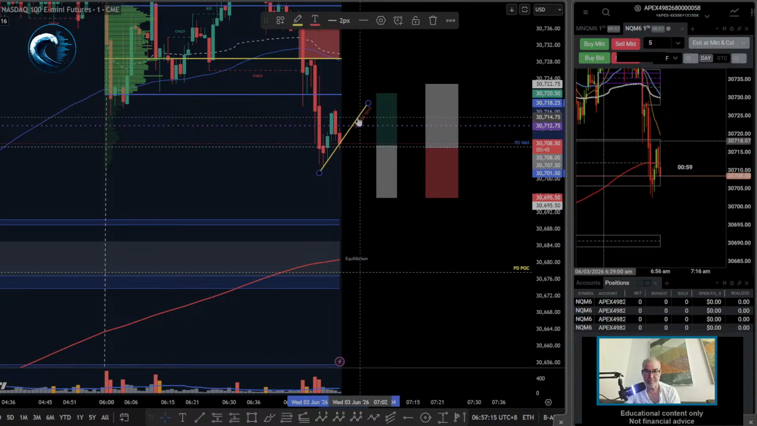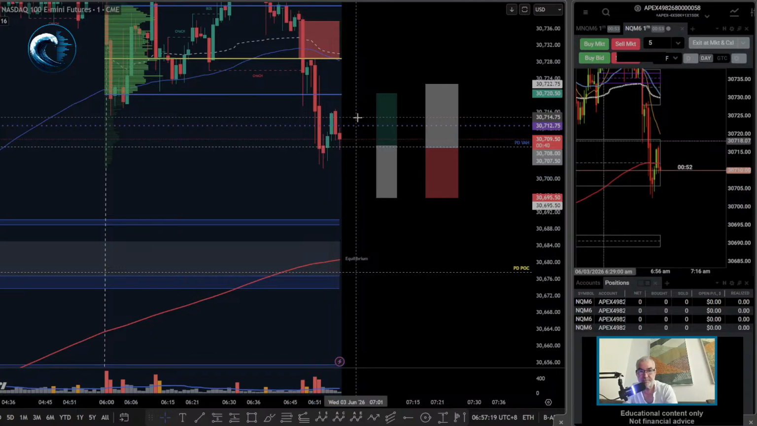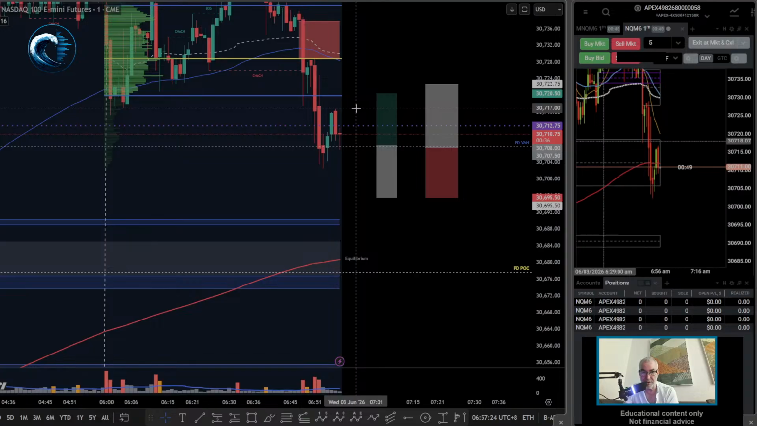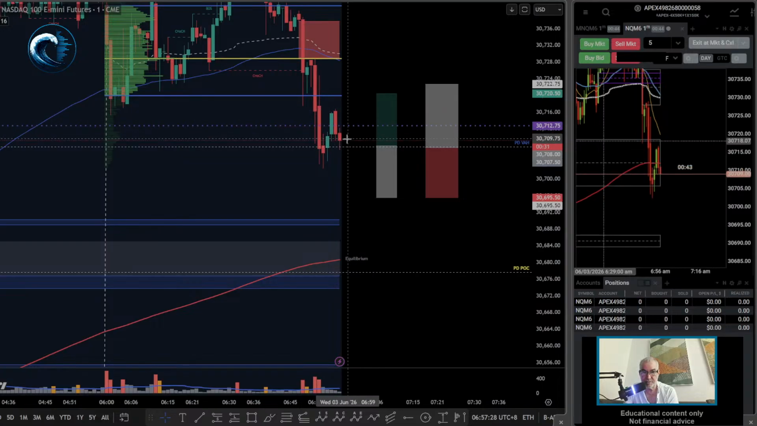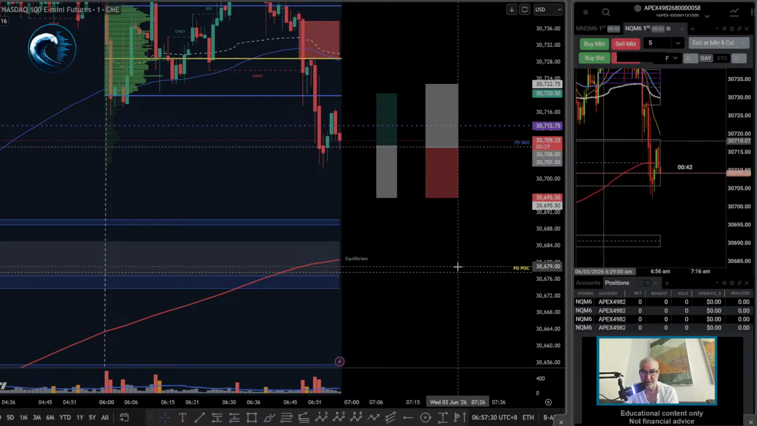Looking a bit bear flaggish. So a bit of my trading is on gut feel. What's this next candle? Patience.